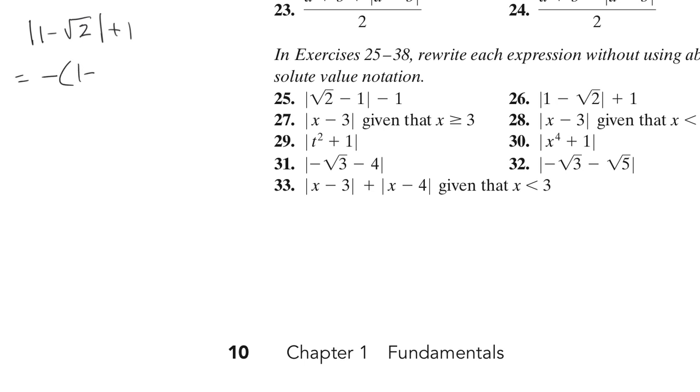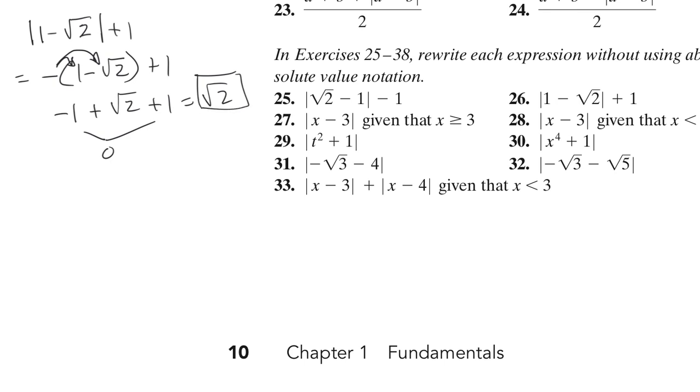So it's 1 minus the square root of 2, and then there's plus 1 at the end of that. And if we distribute the negative to both of these, that'd be negative 1, and then plus, because negative times negative is positive, square root of 2 plus 1. And oh, look at this. These cancel out to 0. So the answer is just the square root of 2. And these have been manufactured, right? So they just work out nicely like that.